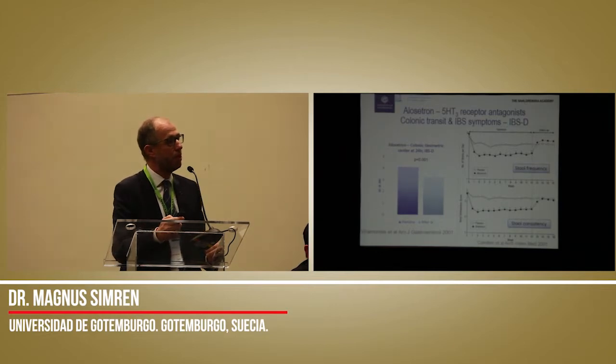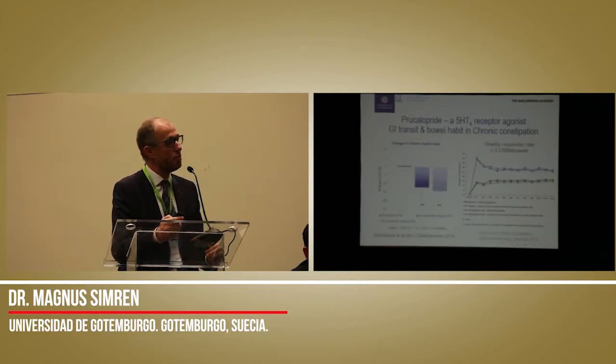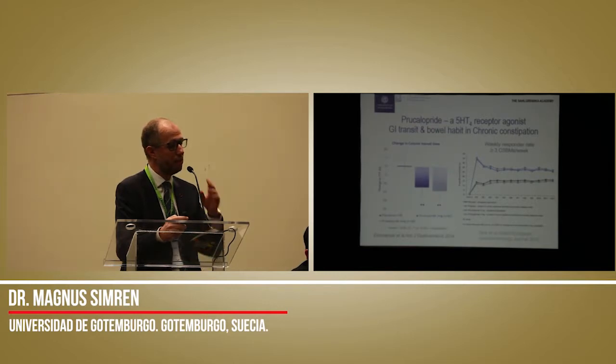The opposite is true for this one, prucalopride, which is a 5-HT4 receptor agonist, where with this drug you can accelerate colonic transit, and by doing that in patients with constipation-predominant IBS, you can increase the number of stools and improve the bowel habits in these severely constipated patients. So another line of evidence linking effect on transit and affecting bowel habits.